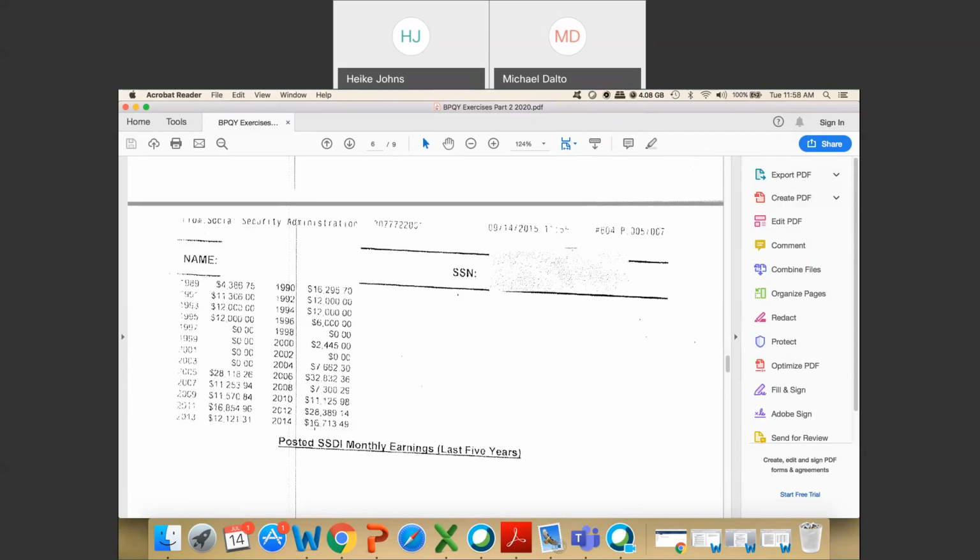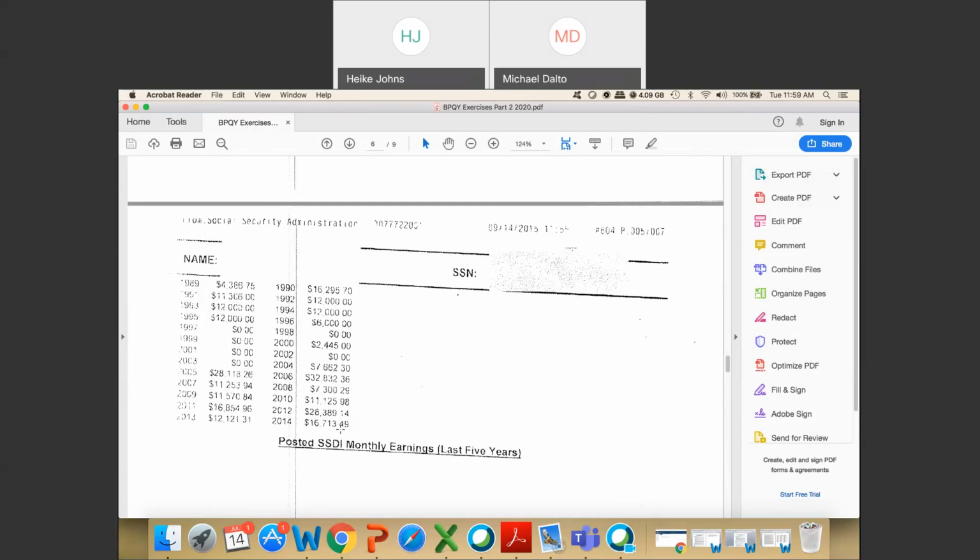For 2014, the total earnings were over $16,000 for the year. And if they worked every month, their average earnings would have been $1,393 a month. SGA amounts for 2013 and 2014 were $1,040 a month for 2013 and $1,070 a month in 2014.